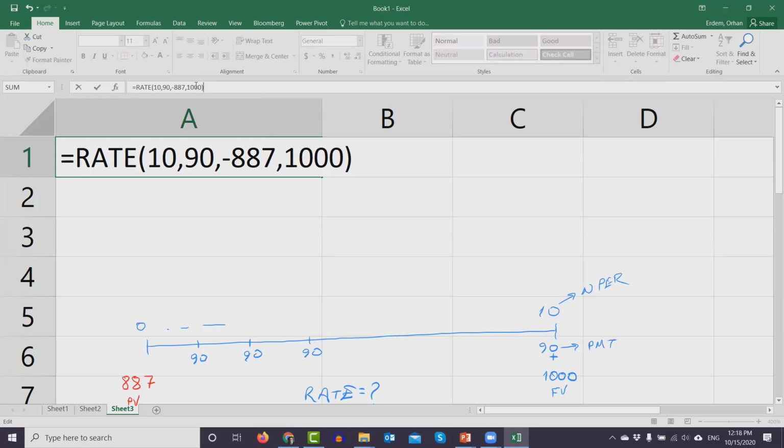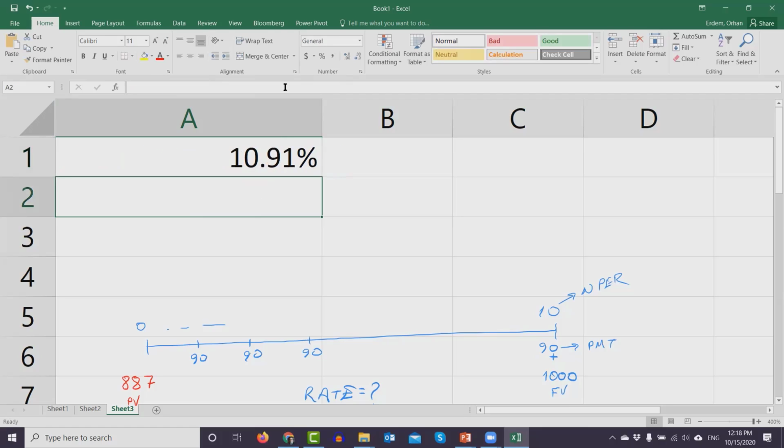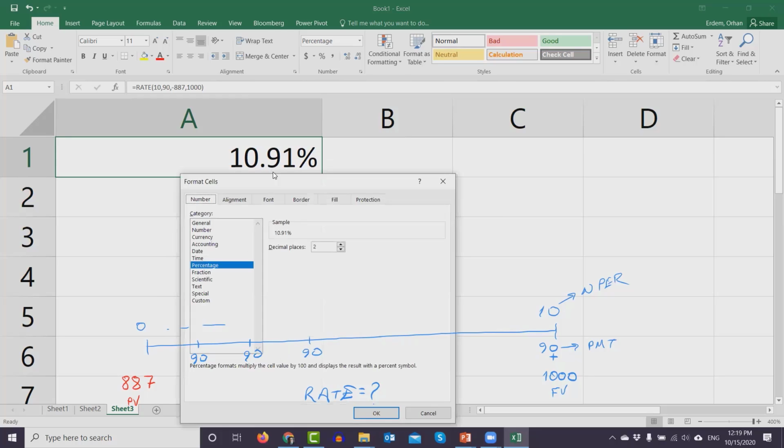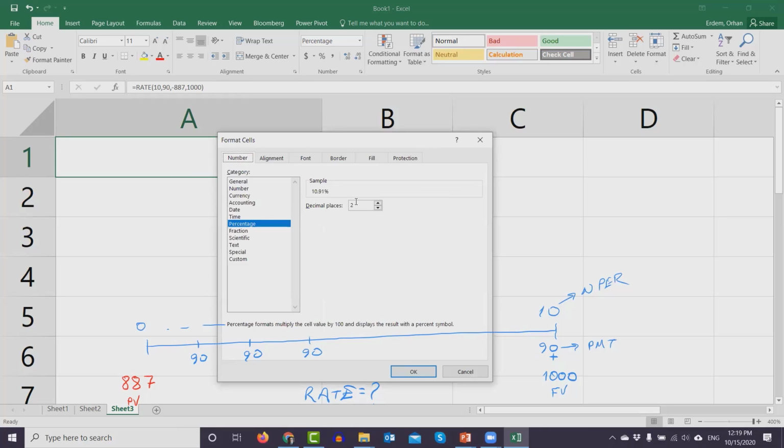The first one, the future value, is positive and the coupons are positive, but this one is negative, just because this is the price the bondholder is paying. So when you hit enter, you'll get 10.91%. Please make sure that you have two decimals here. If you don't, when you right click the cell, the decimal places should be 2. Otherwise you might get 11%.